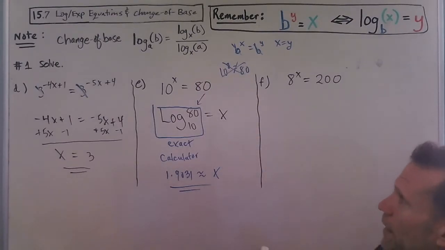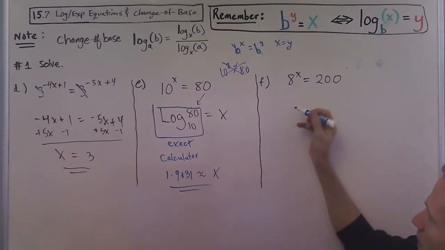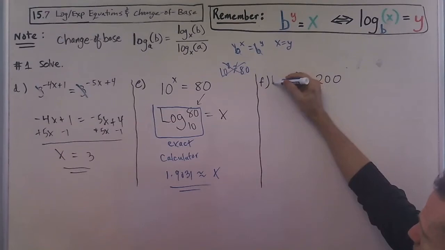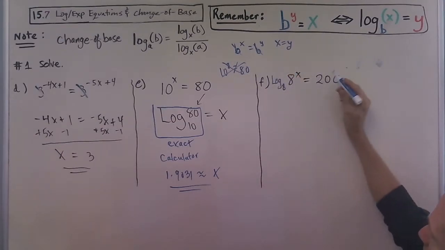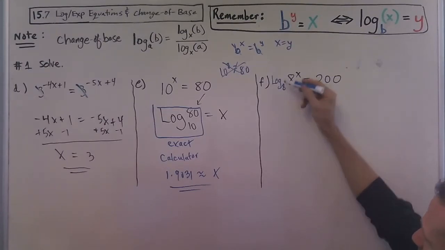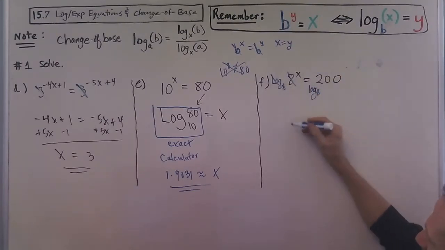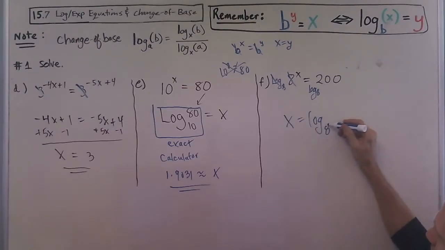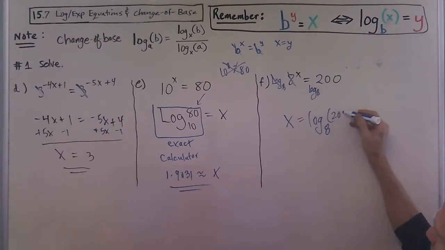Okay? And then here we'll try a little various method. We'll say, well, I see this base 8 here, so I'm going to write log base 8 here. I'm going to take the log base 8 of this side, and then I'm going to take log base 8 of this side. Just kind of cram it in here. Okay, so what I have here is this is going to cancel out, and I get x is equal to log base 8 of 200.